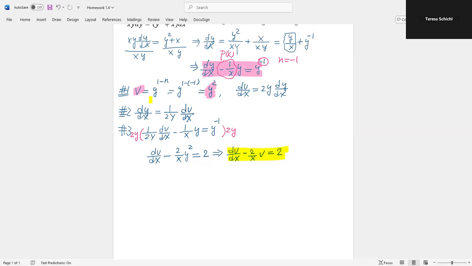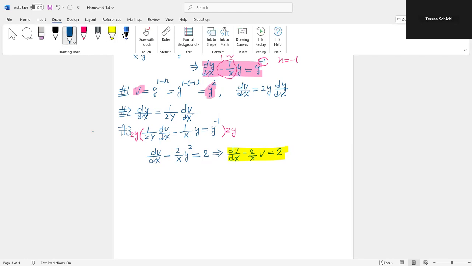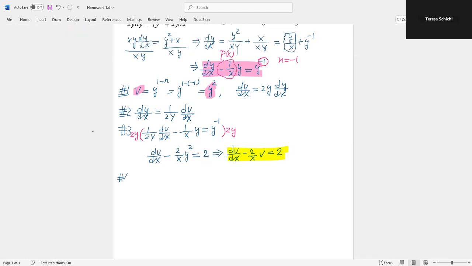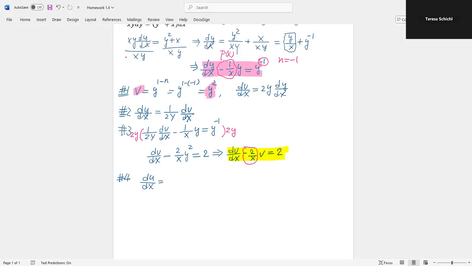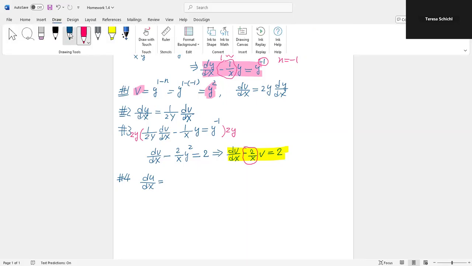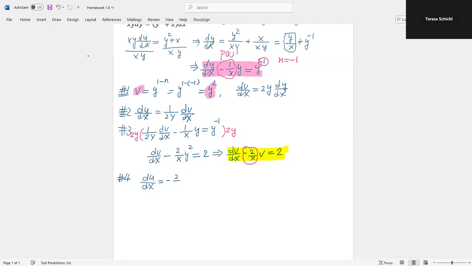Okay, so now since I changed to this simple linear form, step number 4, as always, I need to find the integration factor. So I will do du/dx. Define the variable du/dx, which is equal to this new p(x) here, so it will be negative 2 over x times u. Remember, after we defined this, what do we want here?